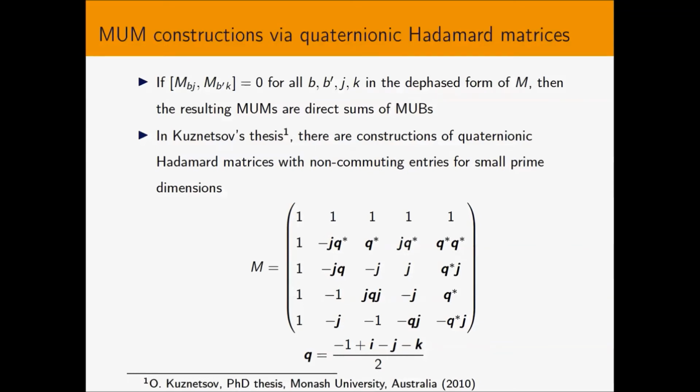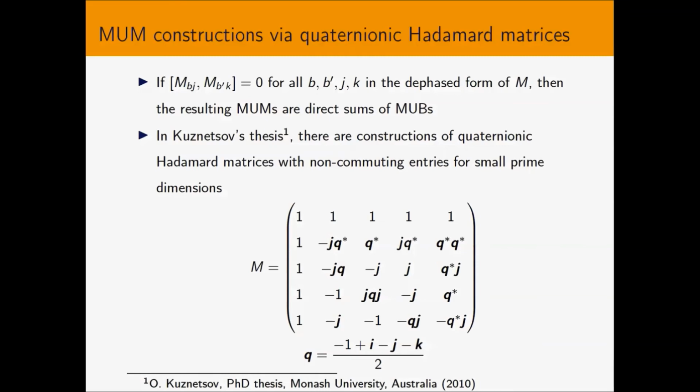Is it the smallest non-trivial example? The smallest non-trivial example is dimension 4. It's actually a good question. If you have outcome number 2 and 3, then in fact every MUM is a direct sum of MUBs, because you don't really have that much freedom in what unitaries you can choose. And the freedom you're left with, you can only choose commuting ones. So number 4 is the simplest non-trivial.